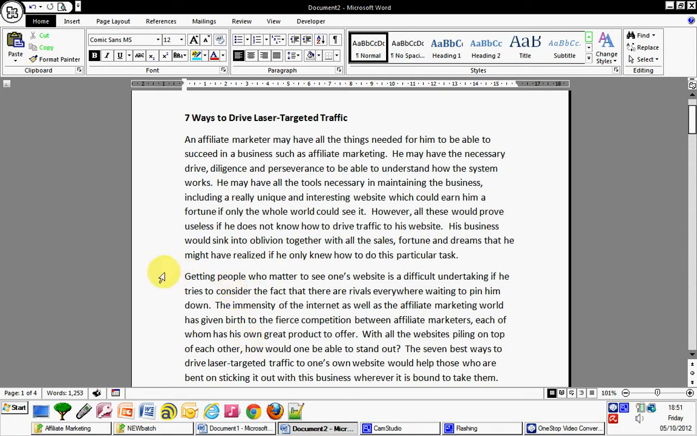So to the second paragraph then. Getting people who matter to see one's website is a difficult undertaking if he considers the fact that there are rivals everywhere waiting to pin him down. The immensity of the internet, as well as the affiliate marketing world, has given birth to fierce competition between affiliate marketers, each of whom has his own great product to offer. With all the websites piling on top of each other, how could one be able to stand out? The 7 best ways to drive laser targeted traffic to one's own website would help those who are bent on sticking to it and with the business wherever they are bound to take them.